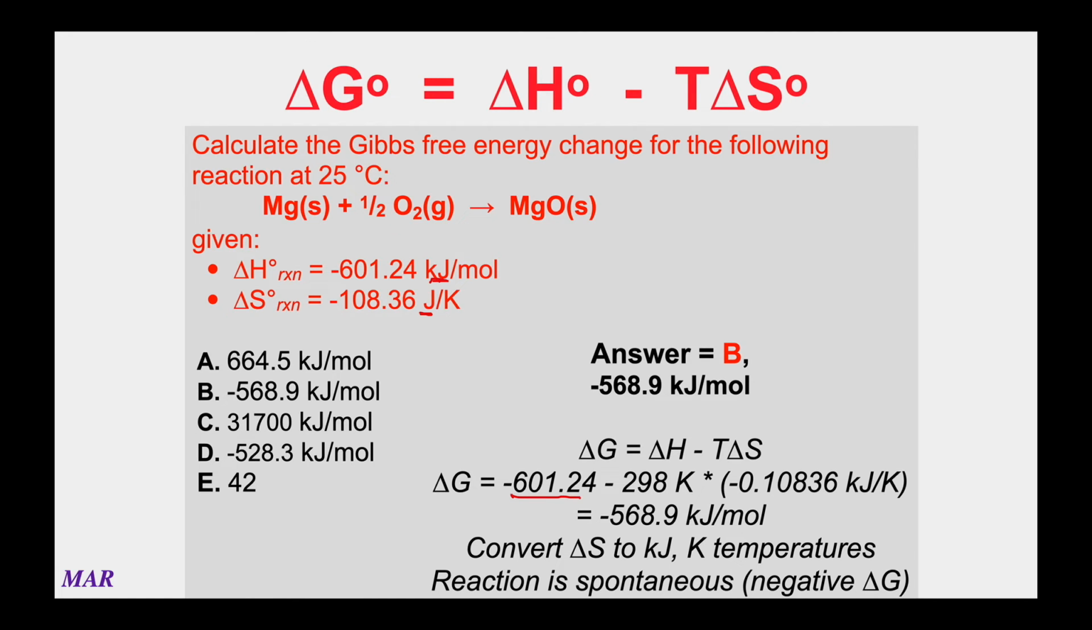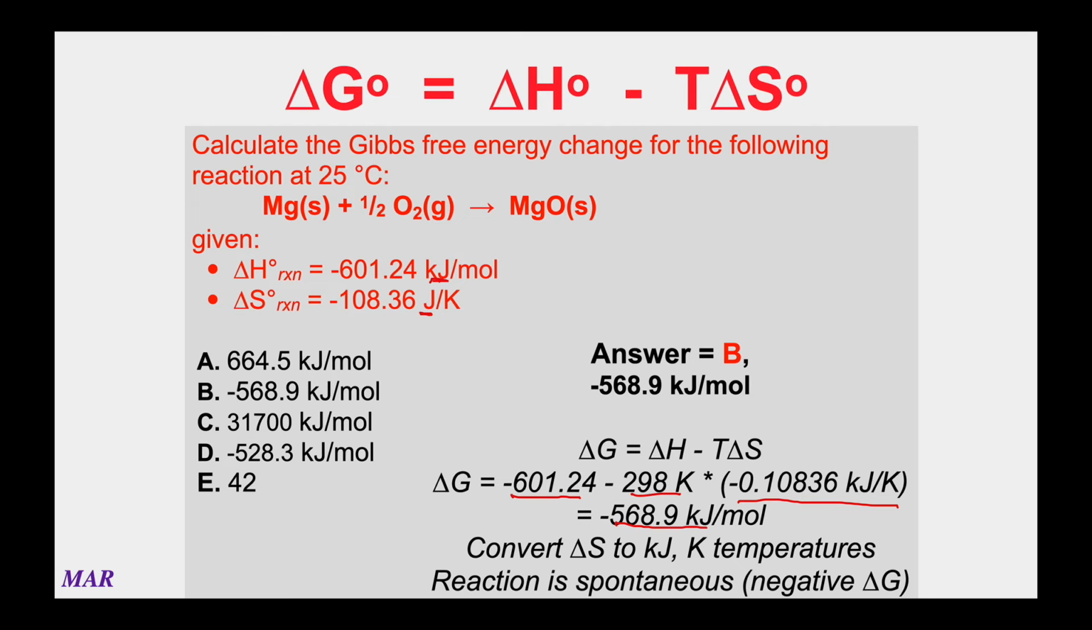But anyway, plug and chug, delta G equals delta H, and you can see I just used the value as is, minus T, so 25 Celsius is 298 Kelvin, and then the delta S value, which is negative, I turned it into kilojoules. So I divided by 1,000. It became minus 0.10836. Anyway, the number came out to be a negative 568.9.